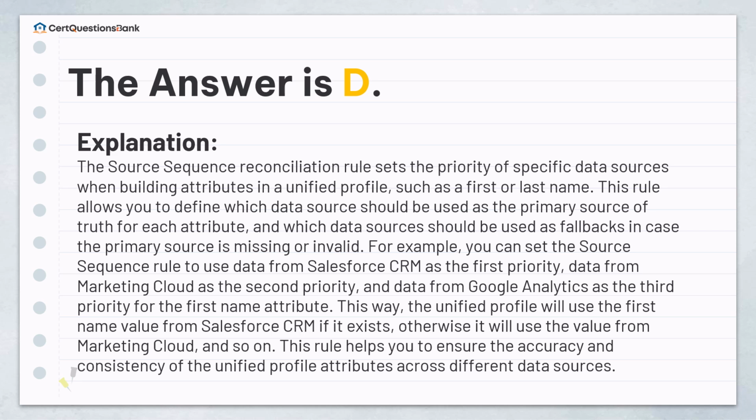For example, you can set the source sequence rule to use data from Salesforce CRM as the first priority, data from Marketing Cloud as the second priority, and data from Google Analytics as the third priority for the first name attribute. This way, the unified profile will use the first name value from Salesforce CRM if it exists. Otherwise, it will use the value from Marketing Cloud, and so on. This rule helps you to ensure the accuracy and consistency of the unified profile attributes across different data sources.